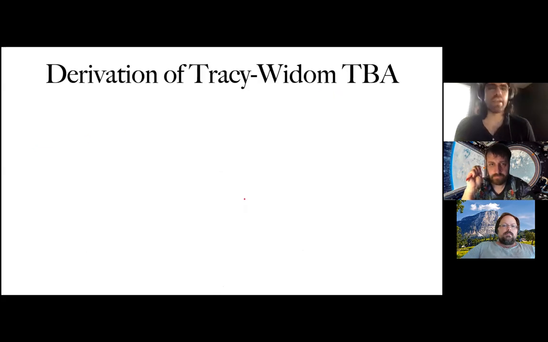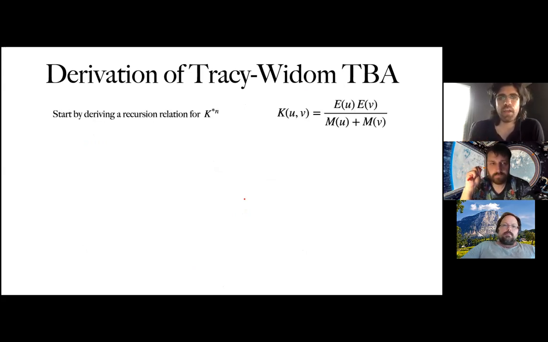So how do I get the Tracy-Widom equations? I'll give the major steps and leave, of course, some details outside, but I think with the steps that I'm going to show here, you probably can complete the derivation. We are going to start by deriving a recursion relation for this power of K. Okay. So how to do that?